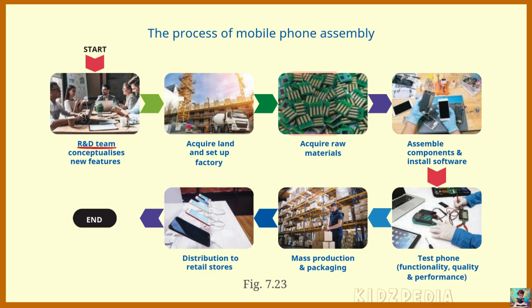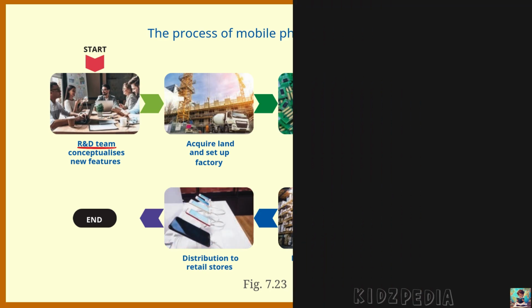After that, all the required raw materials and parts are collected. Next, the components are assembled and the necessary software is installed. Once assembled, each phone is tested carefully to check its quality, performance, and proper function. Phones that pass the test are sent for mass production and packaging. Finally, the finished phones are distributed to retail stores from where customers can buy them.